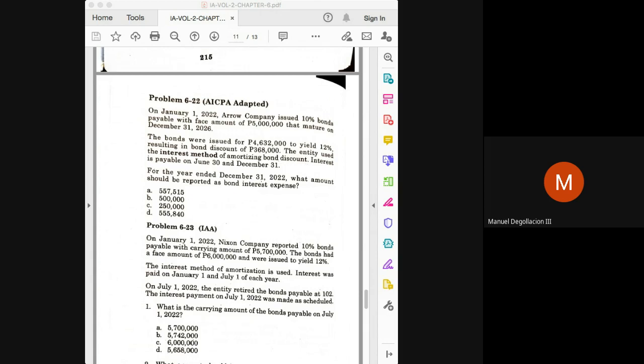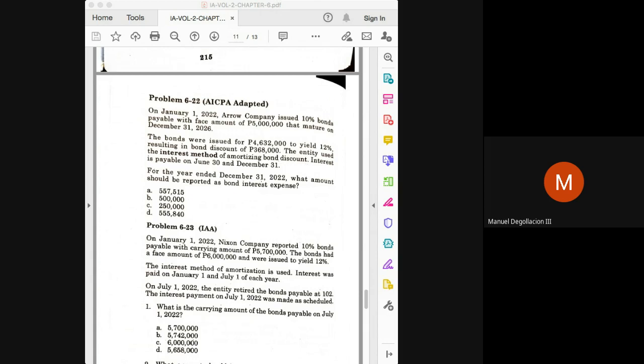Okay, so we already have the interest expense for the first half. Next, determine the amount of amortization. And how do you do that? Compare interest expense with the fixed interest payment. How much is the fixed interest payment? It is 5 million times 1/2 of 10%. Okay, 5 million is the face value, 10% is the stated rate. But since we are dealing with a semi-annual period, we will just be using 5%. So 5 million times 5%, you would get 250,000. The fixed interest payment every 6 months would be 250,000.